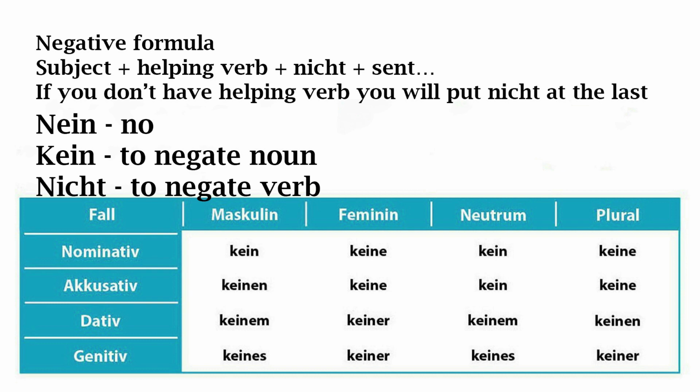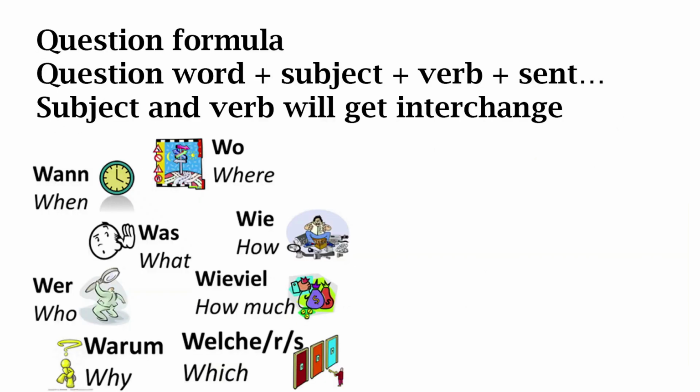Okay, I think it's enough for negative. Let's go for interrogative form. A question formula. What is the question formula? Question word plus subject plus verb plus sentence. Yes, we can do this. But we can also use verb plus subject plus sentence.